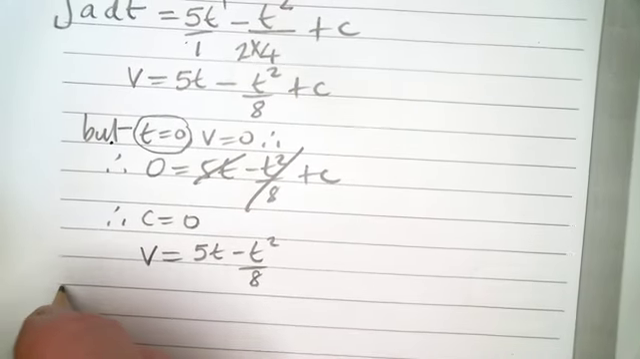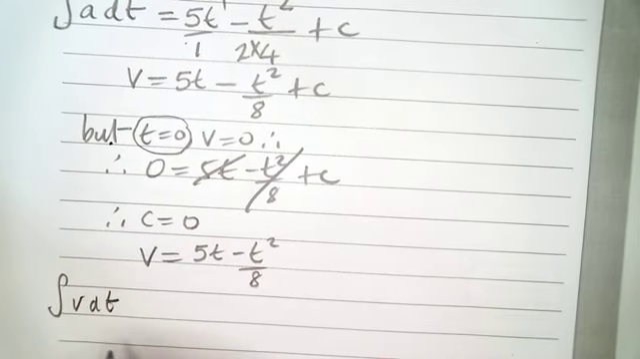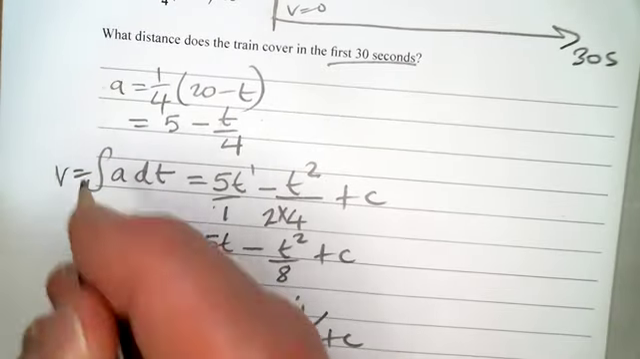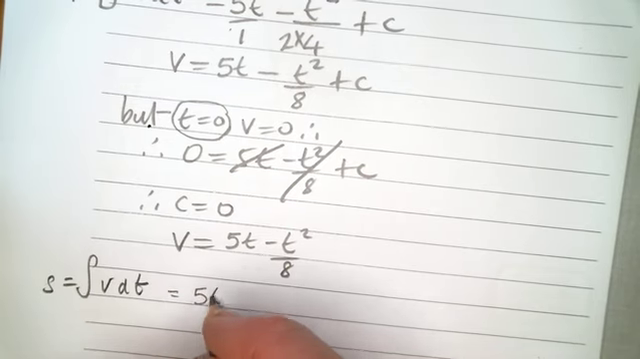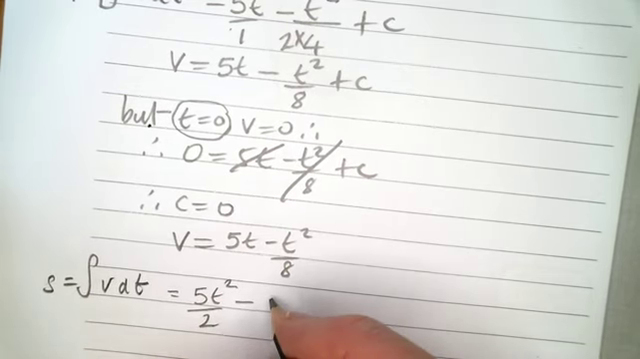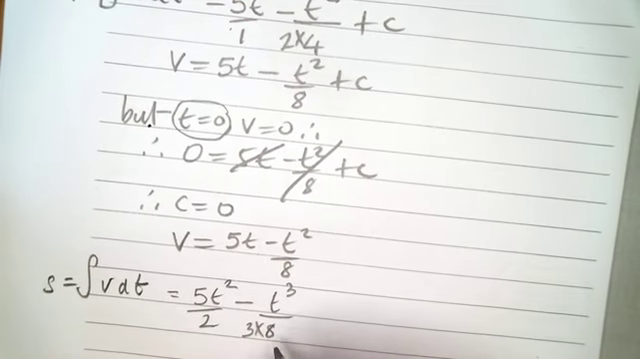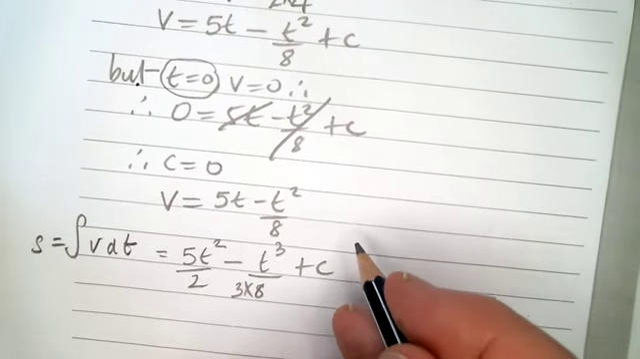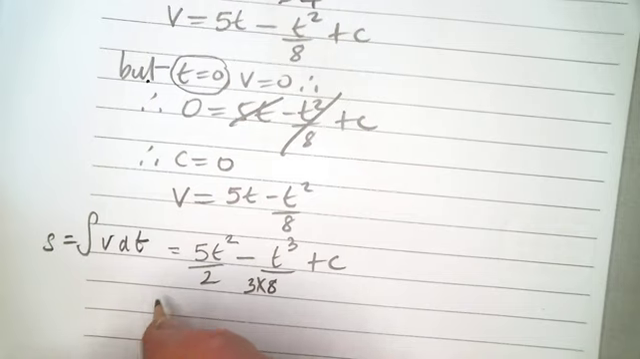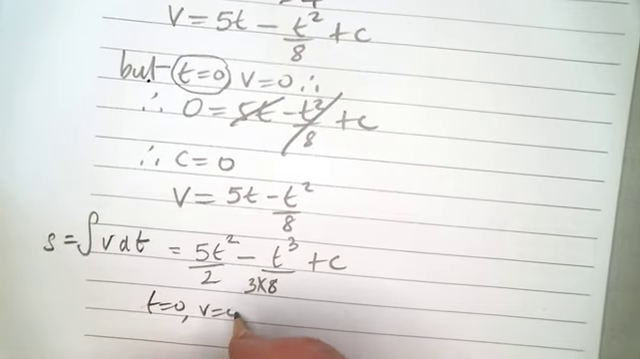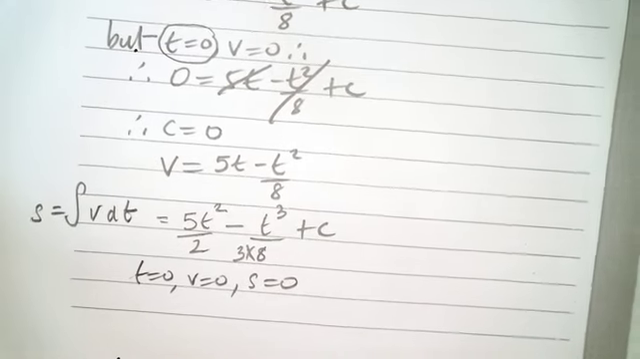Now, we're going to integrate velocity with respect to time, and that's going to give us distance. So distance is equal to the integral of v. Let's see where that lands. That's going to be 5t, increase the power by 1 and divide by the new power, so this is going to be t cubed on 8, multiplied by the new power, and we're going to add a plus c to the end. Again, same deal here. At t equals 0, distance is 0.